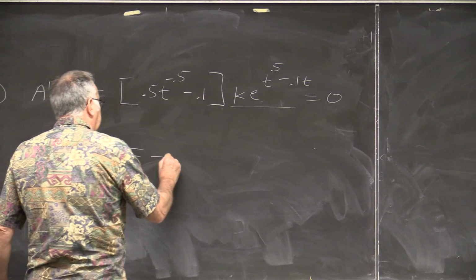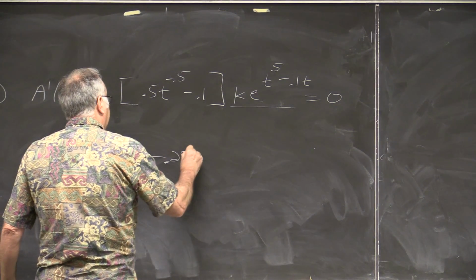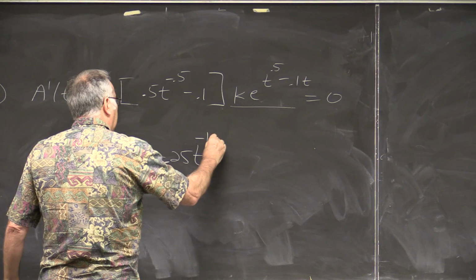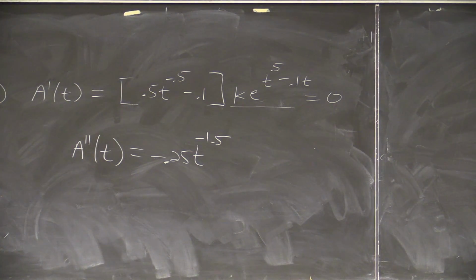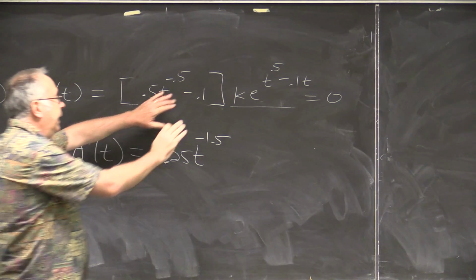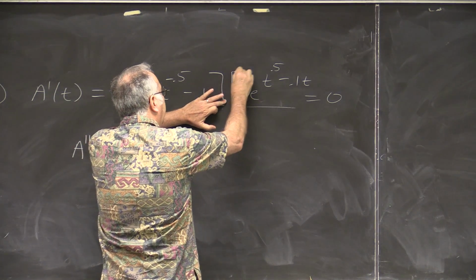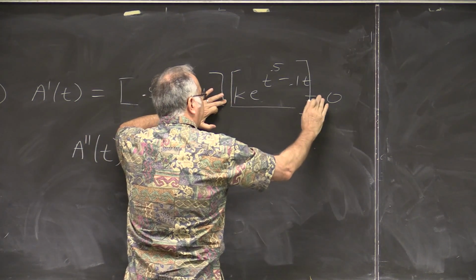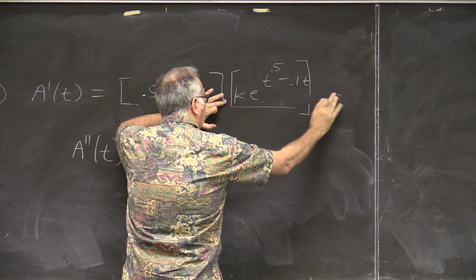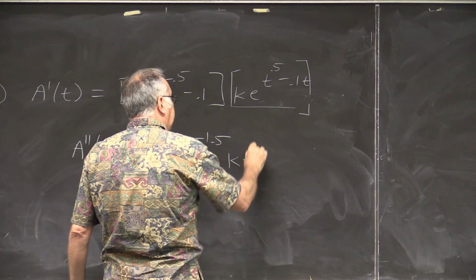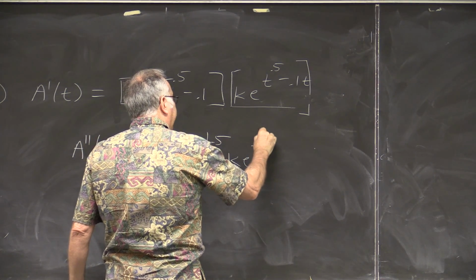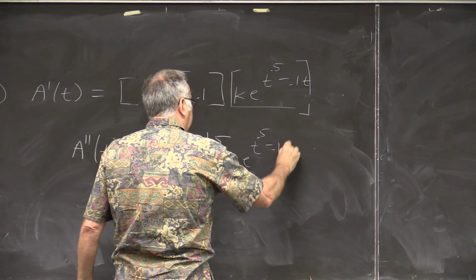to the negative 1.5. Right. Exactly right. That's the derivative of the first term with respect to t. Then what do we do with that? That times K. Yes, multiply times the second term, which is this. Maybe I should put brackets around this one too. Forget about the equals 0 part, we don't need that now. So you multiply that times k times e to the t to the 0.5 power minus 0.12.